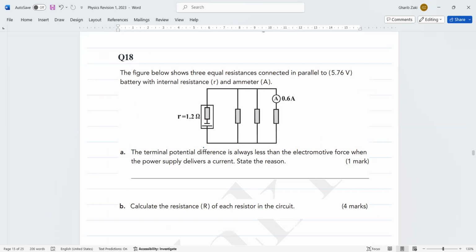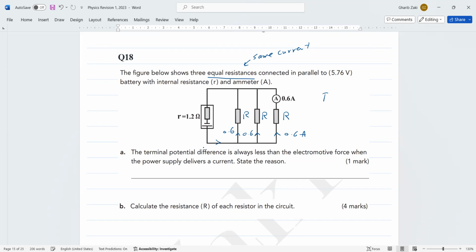He said the figure below shows 3 equal resistances connected in parallel. So they have the same current because they are equal resistance. We can say this is R, and this is R, and this is R. The ammeter reading is 0.6. So the current in this R is 0.6 ampere. Also because the same resistance, it is 0.6. Also here 0.6.